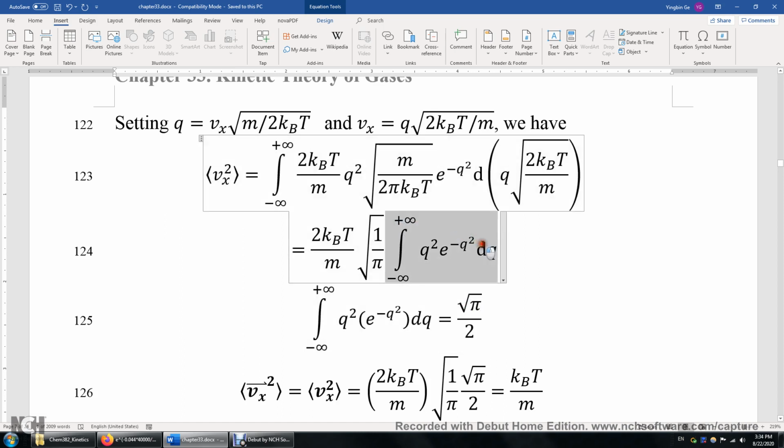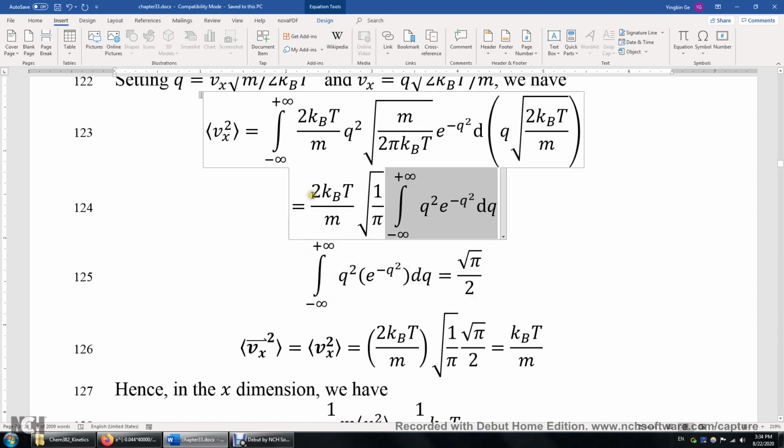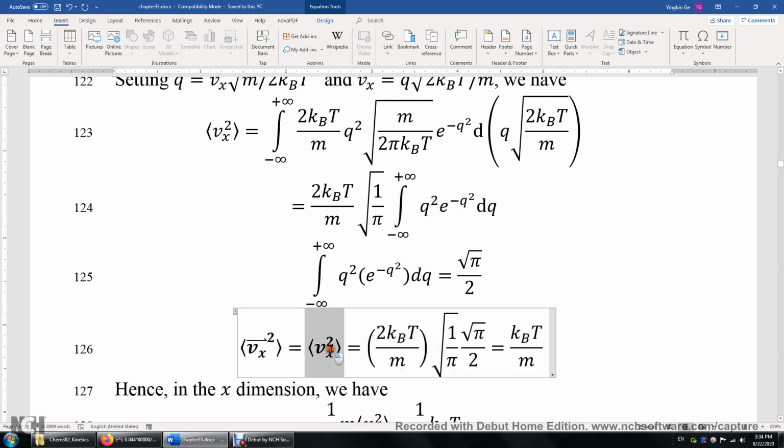You can compute this using Wolfram Alpha. Well, you can also convert this to polar coordinates. And then we can derive this integral analytically. And you will get this result. So we plug in this value to here. Square root of pi and the square root of 1 over pi cancel. And then this 2 and this 2 cancel. So in the end, we have a very simple expression for the average Vx squared. It's just kBT over m.